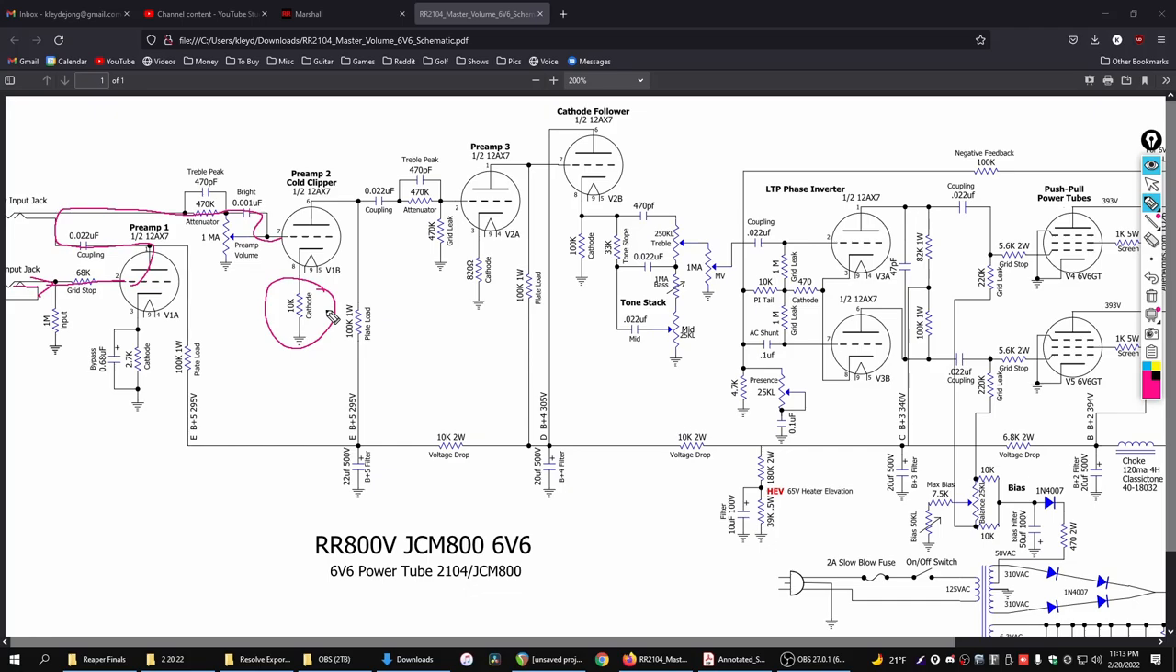And basically what the cold clipper does is, if this is the waveform, when it comes into this tube, it gets amplified. So if it comes in like this, when it comes out, it's going to be like this. So it's obviously getting amplified and the phase gets flipped.